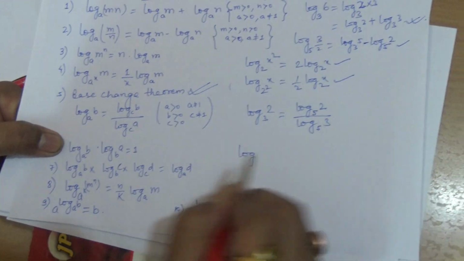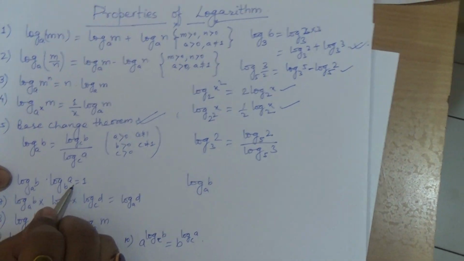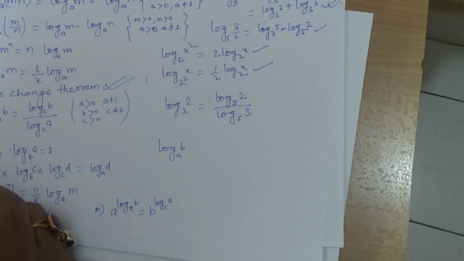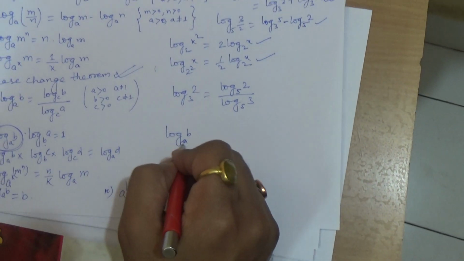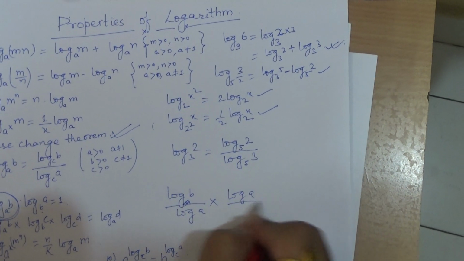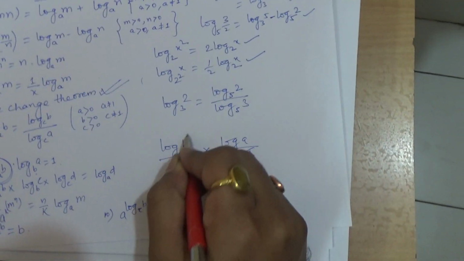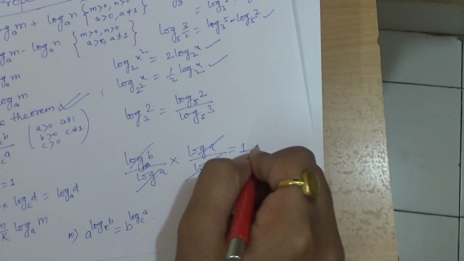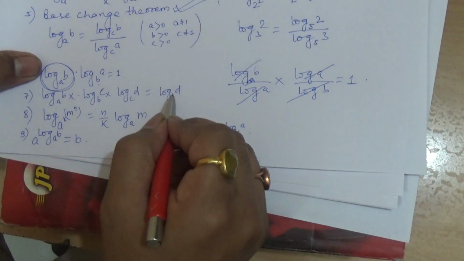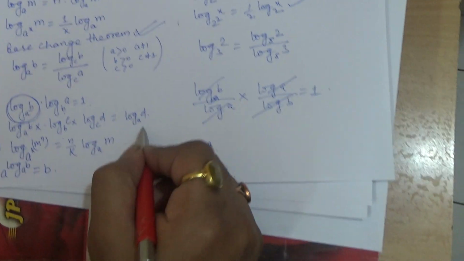Similarly, log b base a into log a base b equals 1. How does this happen? See, log b base a can be written as log b upon log a, and log a base b can be written as log a upon log b, and this will cancel out, we will get 1. Similarly, this we can write like this, and we can cancel out, we get this.